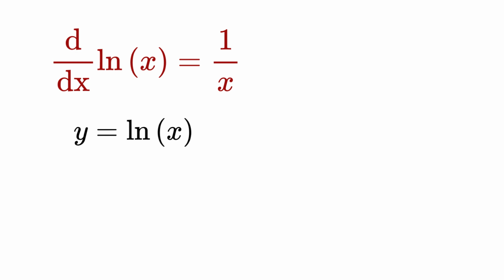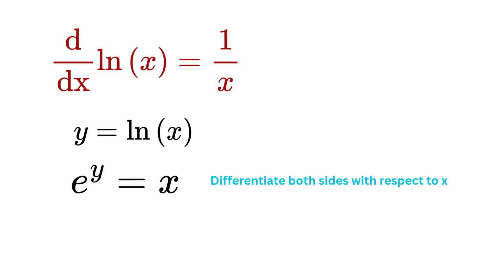Now let's assume y is equal to natural log of x. Now convert into exponential form. We get e power y, which is equal to x. Differentiate both sides with respect to x.